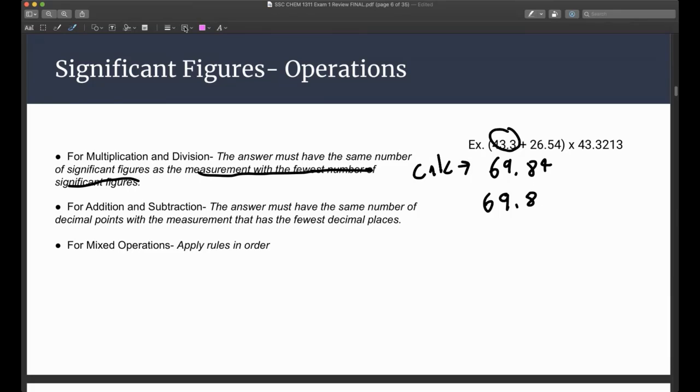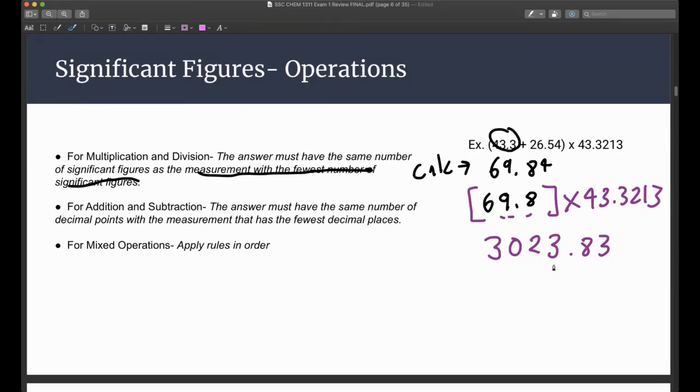Okay, so now I'm going to go ahead and do the next part in another color, let's say maroon. So we have this number times that number. I'm going to do the same thing: take this number, 669.8 times 43.3213. And when I get that answer, we get 3023.83. So we're kind of at a dilemma here. We want our answer to have 1, 2, 3 sig figs, but how do we condense this number?